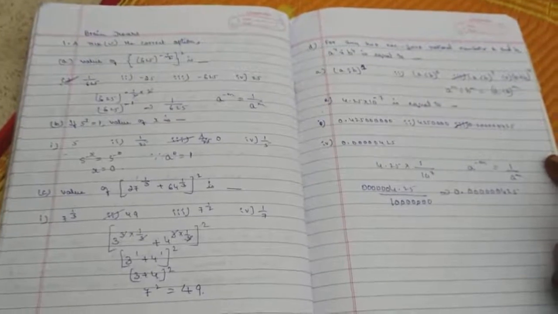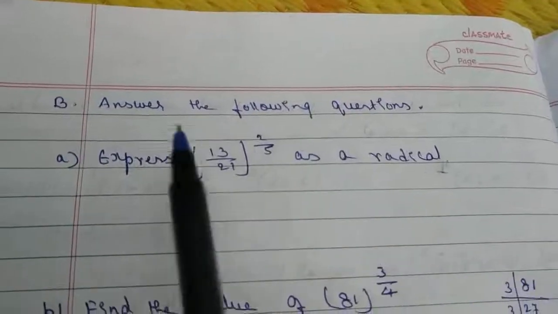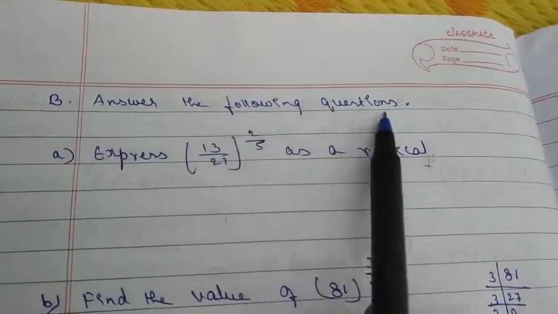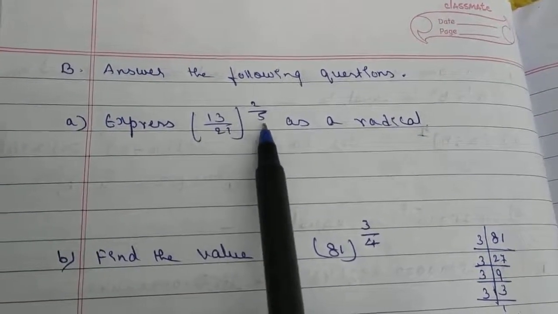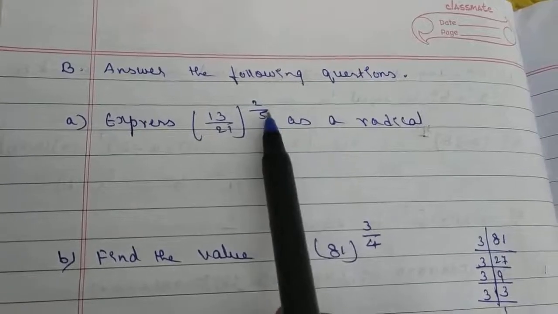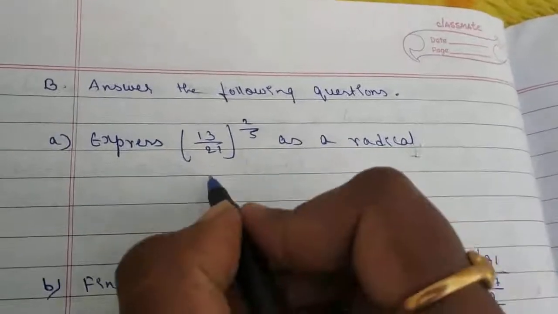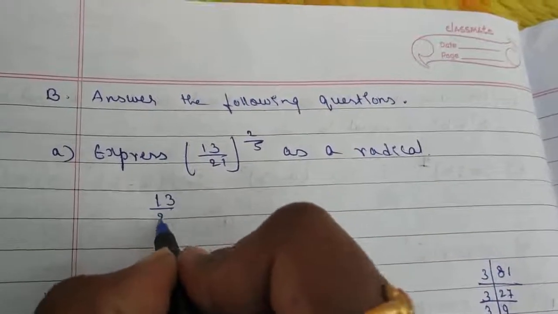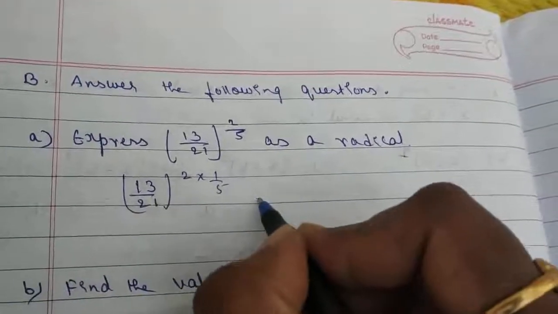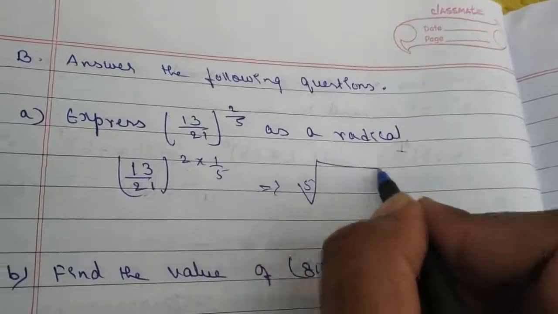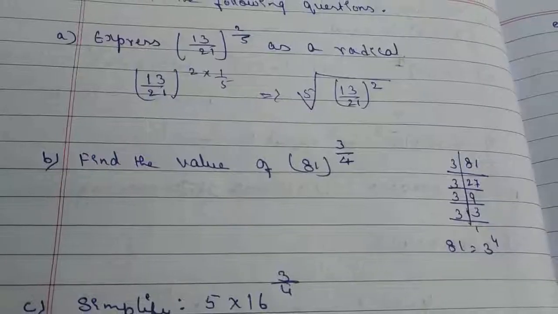So while marking the answers, along with verification, you need to write. So moving to B main, answer the following questions. Express (13/21)^(2/5) as a radical. First you note down the index. The index is 5. Therefore, it can be written as (13/21) to the power of 2 into 1/5, which is nothing but the fifth root of (13/21)^2.